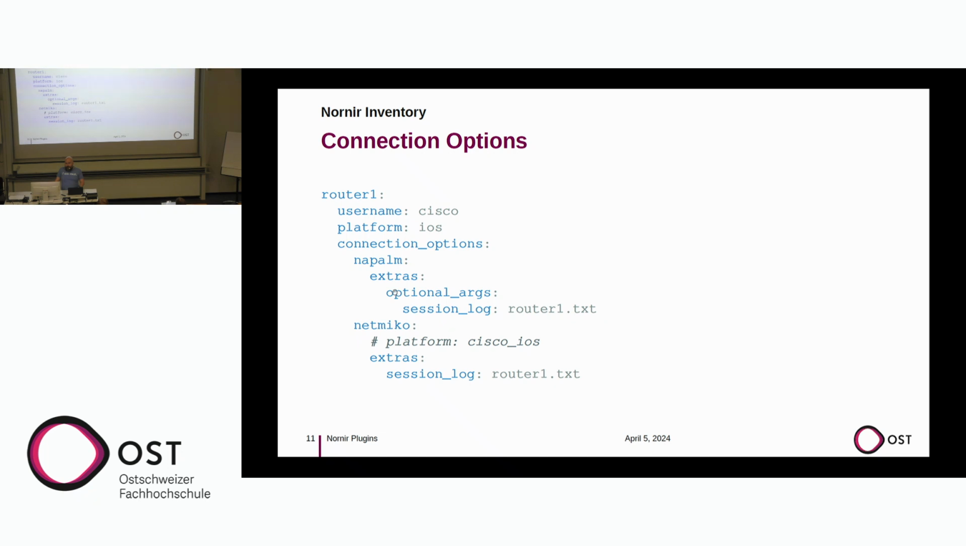In NAPALM, NAPALM has decided to have, I think, 4 different properties: username, password, timeout, and optional args. So there we have to put it in optional args, and then we can send this information also to the underlying library. For iOS it would be Netmiko. So this is just an example of how we could define this. The result will be a file router1.txt where everything that goes over SSH by Netmiko is logged. Yes.